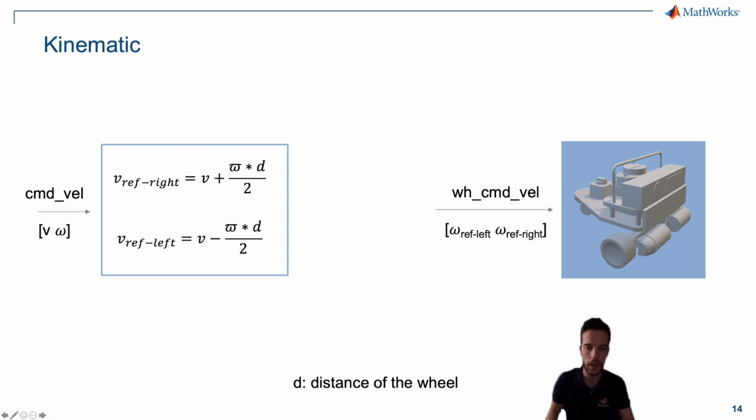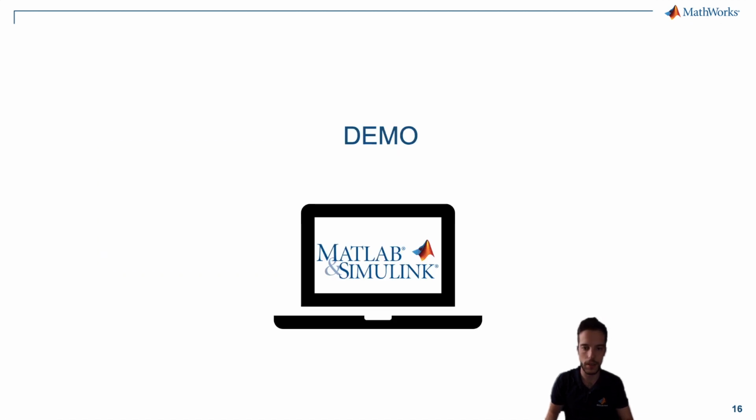This is simple. It is sufficient to divide each of the two speeds of the right and the left wheel by its radius. Once we have done it, we have a complete module that transforms the speed command, the linear and angular speed command, into the angular speed of each wheel. That was our goal. But now let's see how to implement this in Simulink.